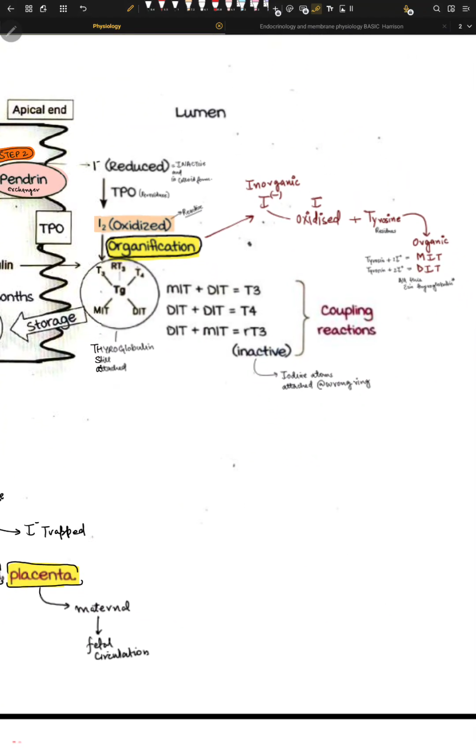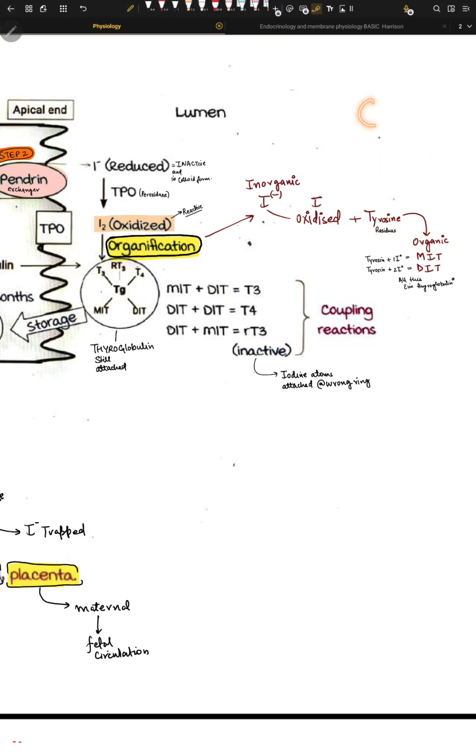So what happens is that this inorganic iodide transforms into oxidized iodide with the help of TPO. Now this oxidized iodide plus tyrosine residues from the RER transforms into an organic form.